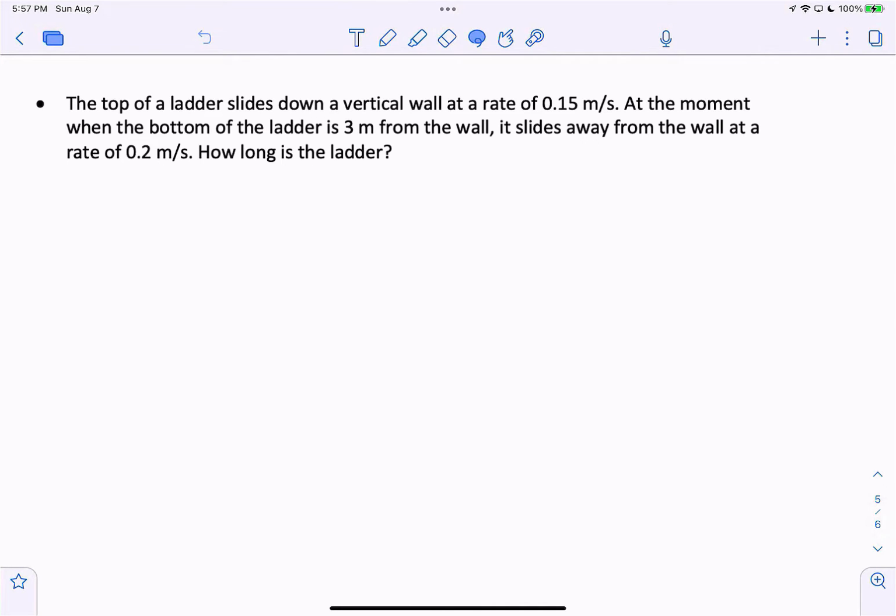I want you to see what you can do with this one. The top of a ladder slides down a vertical wall at a rate of 0.15 meters per second. At the moment when the bottom of the ladder is 3 feet from the wall, it slides away from the wall at a rate of 0.2 of a meter per second. The question is, how long is the ladder? Try to set this up, see if you can come up with the answer. Do your work and come back when you're done.